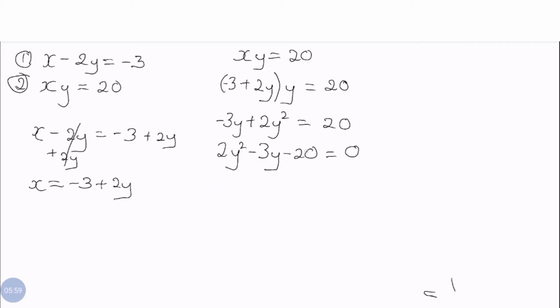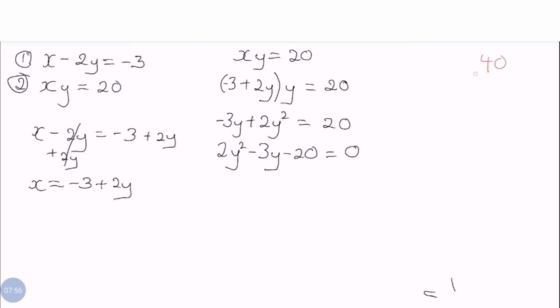So how do we factorize this? This is what we will do. We will multiply the coefficient of the leading term and the constant. So we will multiply 2 and 20. 2 multiplied by 20 is 40. Now what do we do with the 40? We have to find factors of 40, which when multiplied together will give us an answer of 40. But when we add them, they have to give us an answer of -3, which is the coefficient of -3y.